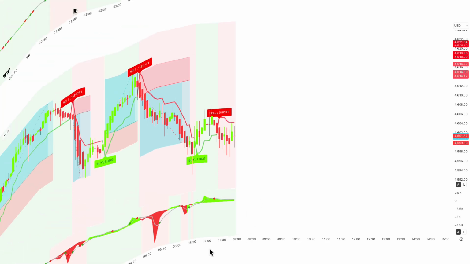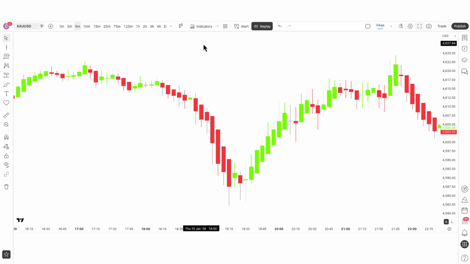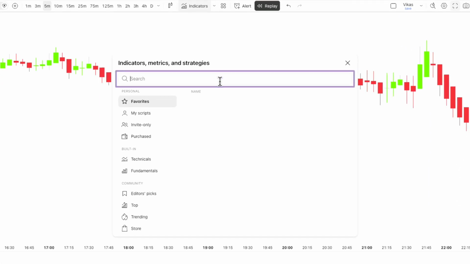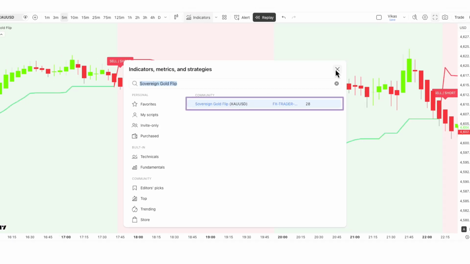Let's start the video. We open the XAUUSD 5-minute chart, and don't sweat the time frame either. Next, you'll want to find those magic indicators. Head over to the Indicators tab and search for the Sovereign Gold Flip XAUUSD. Select the indicator made by FX Trader and add it to the chart.